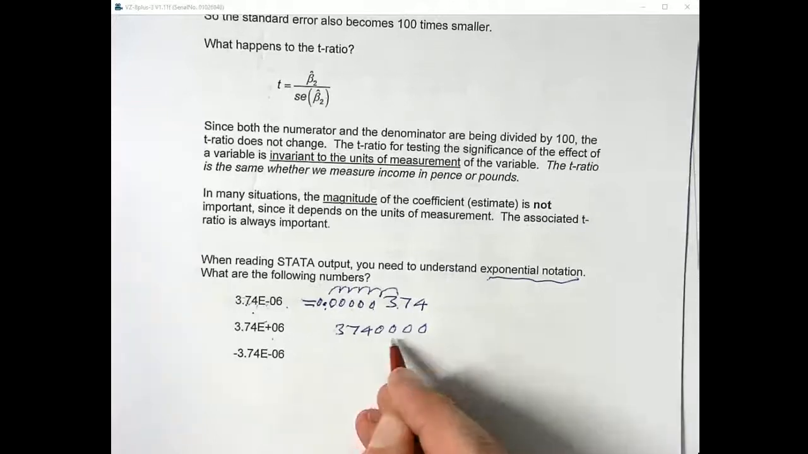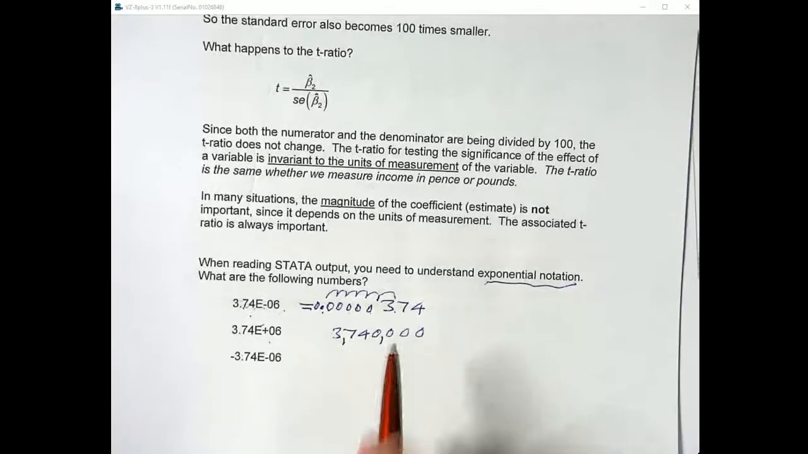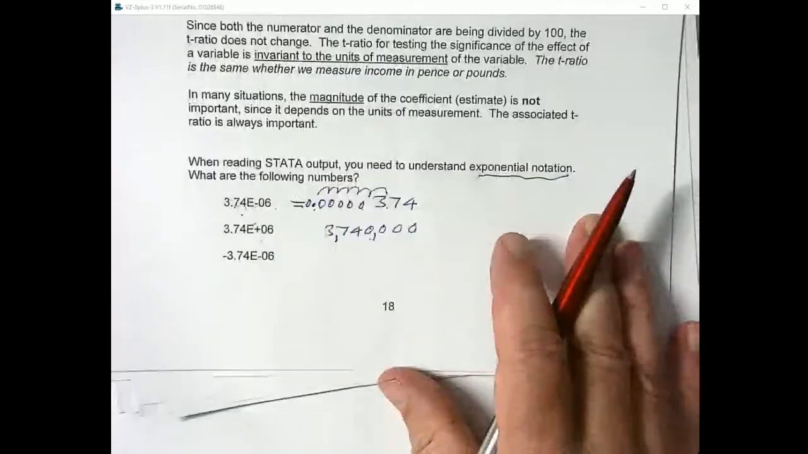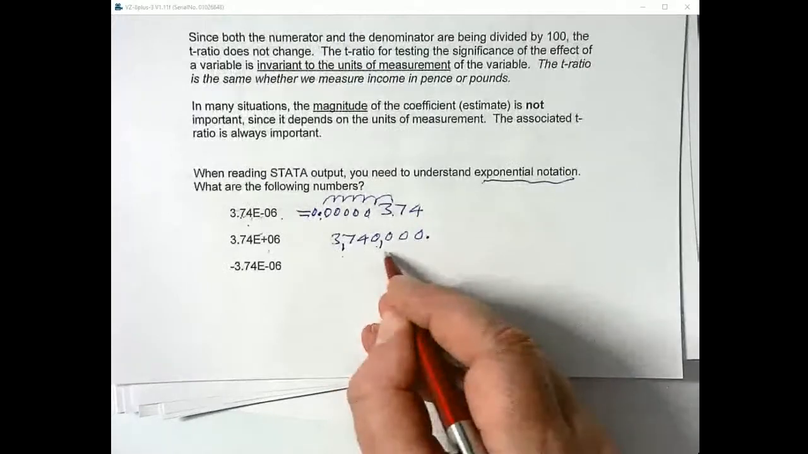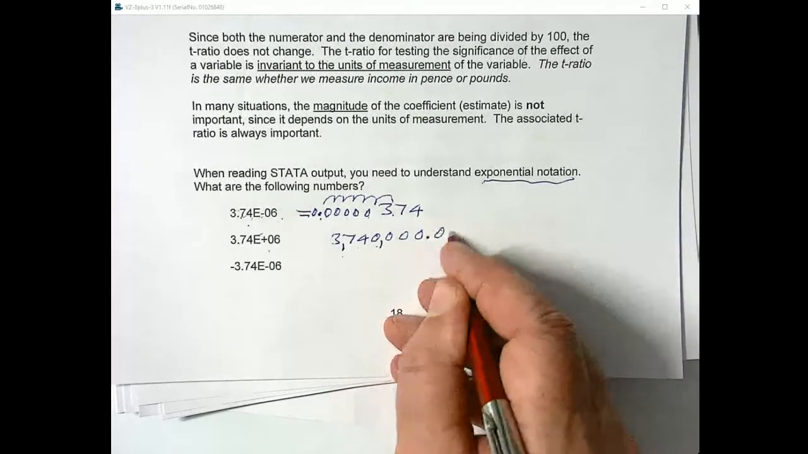That is 3 million. Now, with large numbers, it's conventional to put commas every 3 digits. So 3,740,000. Now, if you come from some countries in the world, the way we write this number is 3,740,000 point, decimal point, 00.